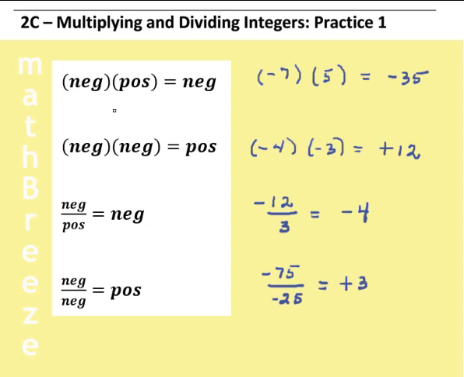So you see, when we multiply or divide, if the signs are different, we get negative. If the signs are the same, we get positive. Here as well, the signs are different, so the answer is negative. Here the signs are the same, so the answer is positive.